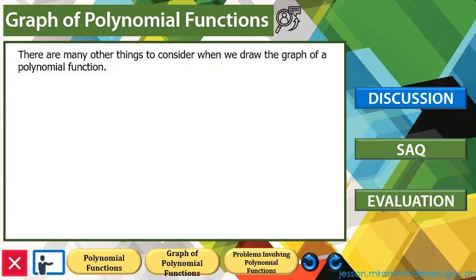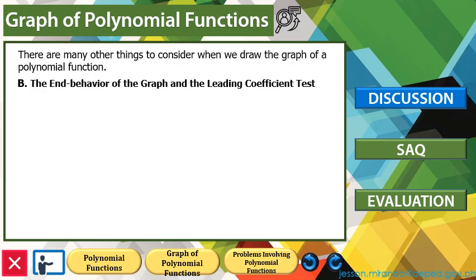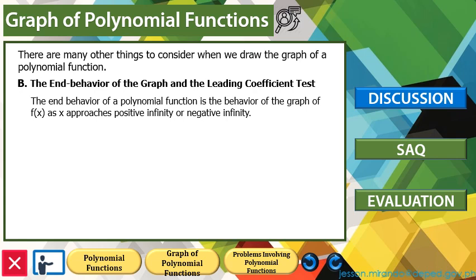Other things to consider when we draw the graph of a polynomial function are the end behavior of the graph and the leading coefficient test. The end behavior of a polynomial function is the behavior of the graph of f of x as x approaches positive infinity or negative infinity.